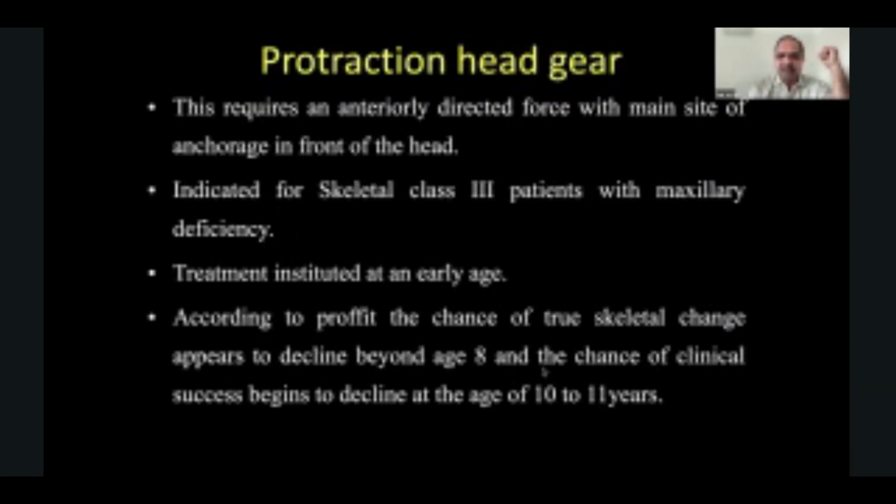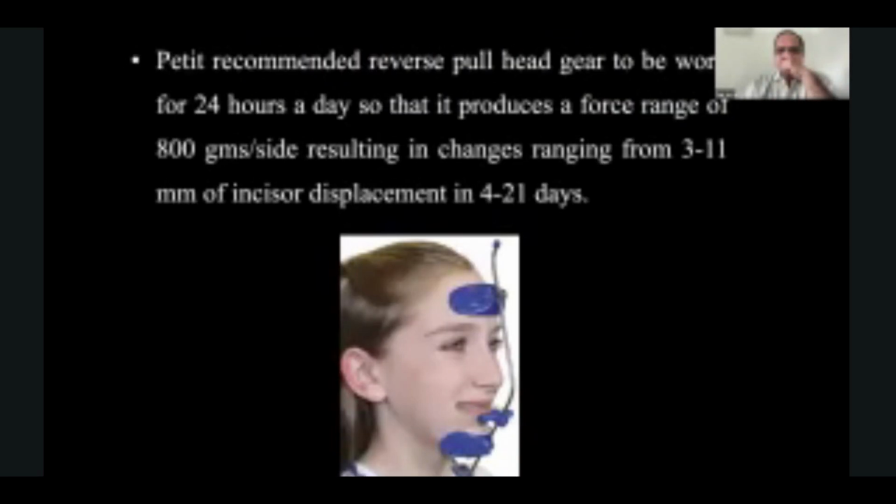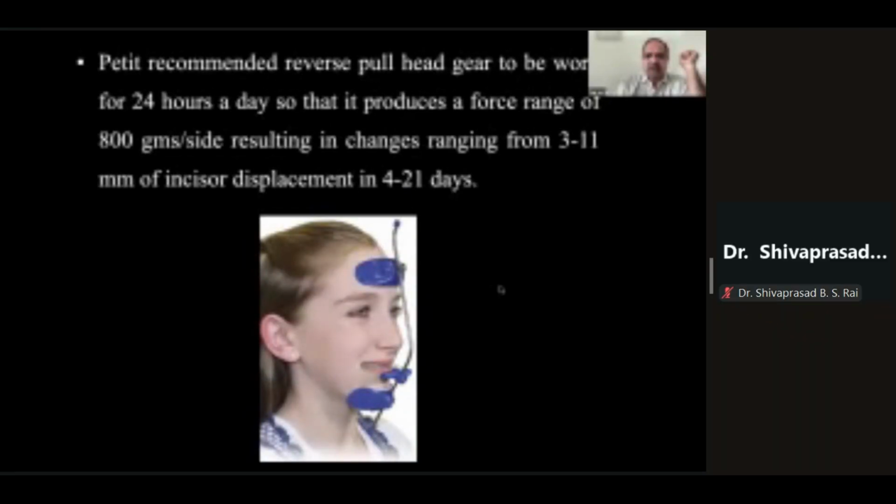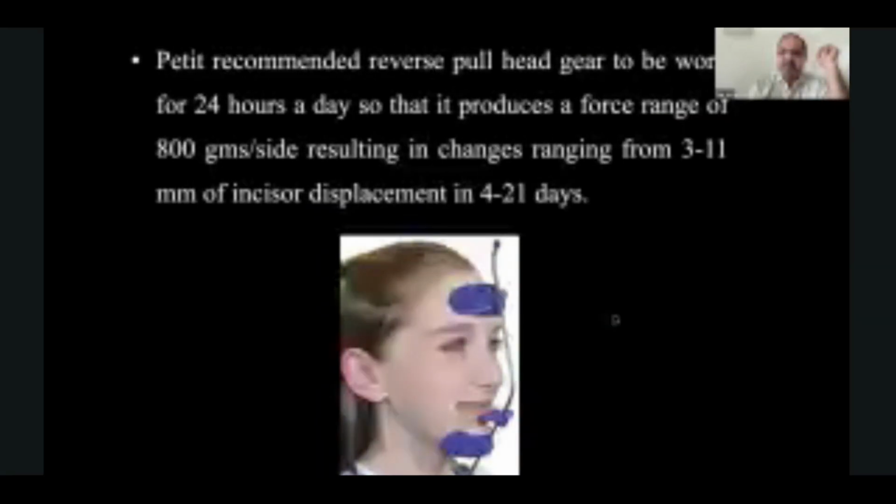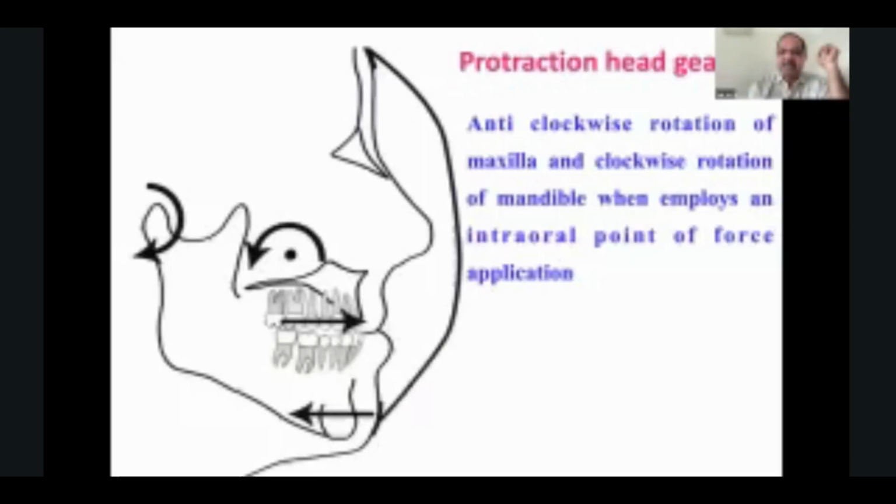According to Proffit, the indicated age is 8 years, where you need to start with treatment, and you should finish your treatment by about 10 to 11 years. This is because this is the period of time the maxilla grows actively. And Petit is one author who recommends 24 hours of wear with 800 grams per side. So that is the real recommendation of a protraction headgear.